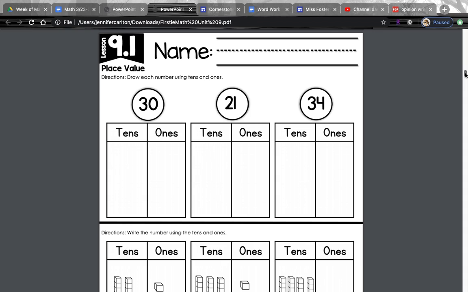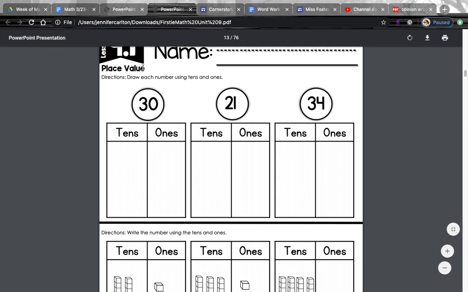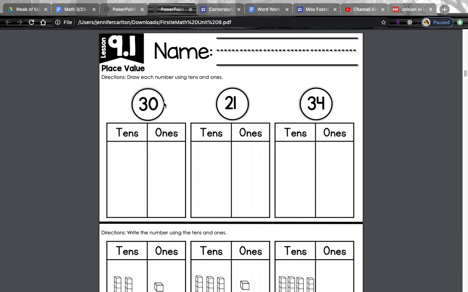All right, number 1, you'll see right here is the number 30. We have to decide where each of these numbers goes. Where does the 3 go? Does it go in the tens column or does it go in the ones column? Where does the 0 go? Does it go in the tens column or does it go in the ones column? I want you to go ahead and write where you think the 3 and the 0 go.